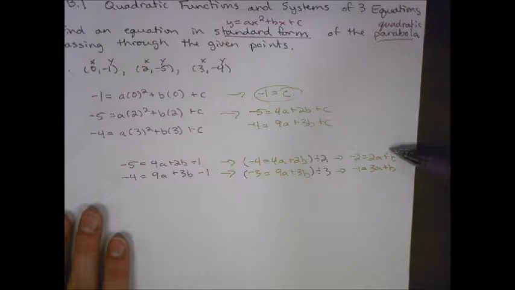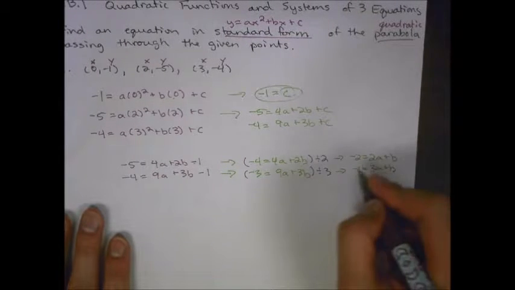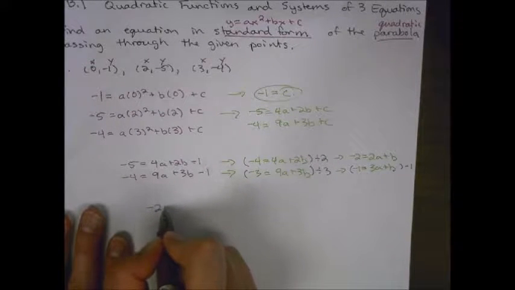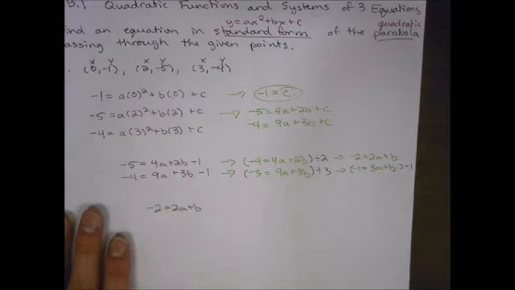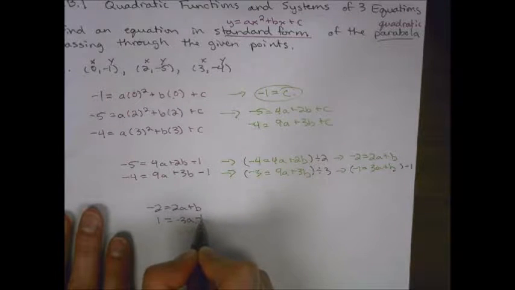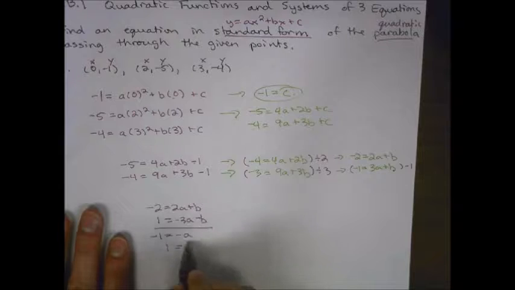Now I notice I'm going to use elimination. I notice here that both of these are plus b. So in order to eliminate them, I'm going to times this bottom one by -1. So my top equation stays the same. My bottom equation is 1 equals -3a minus b. I get -1 equals -a, so a equals 1.